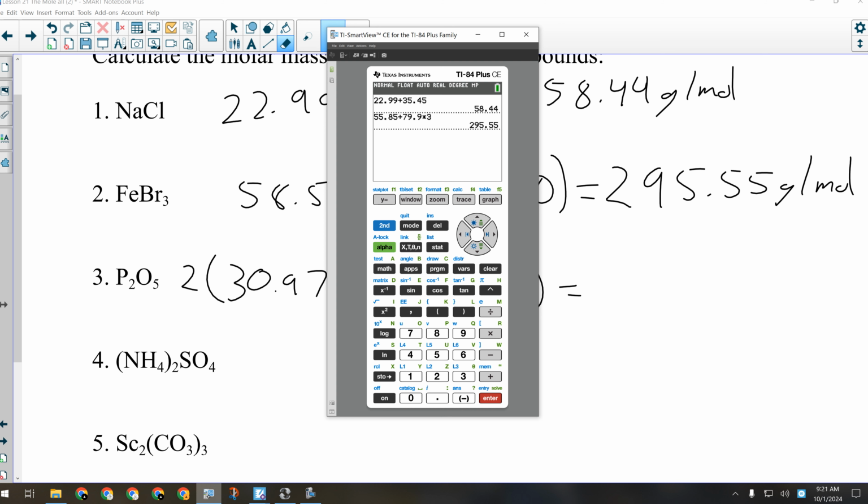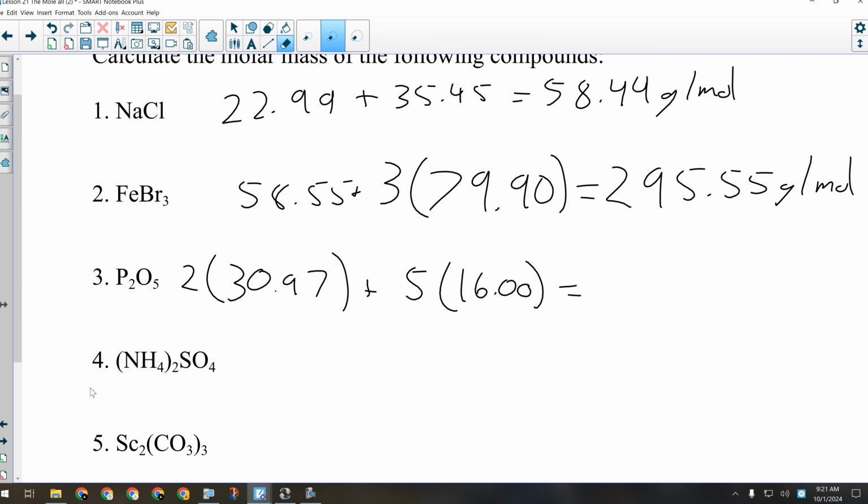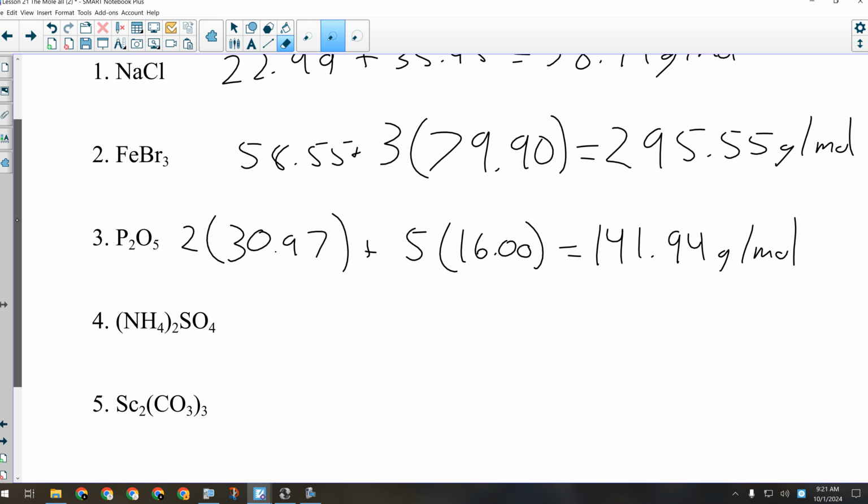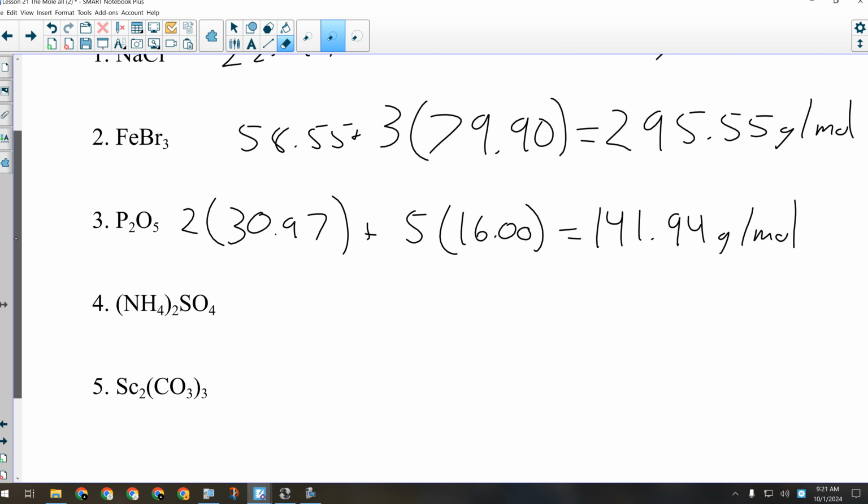All right, so 2 times 30.97 plus 16 times 5. Okay, 141.94 grams per mole. Okay, anybody want some more time on 4 and 5? Everybody good for 4 and 5? Okay. When brackets come into play, that's when things get real.